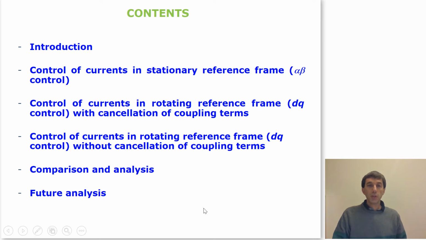So the contents of this presentation is divided into 6 different parts. First of all, I will do an introduction. Then I will show the control of currents in a stationary reference frame, alpha-beta control, also called. Then we will go for the control of currents in rotating reference frames, DQ control, with cancellation of coupling terms. After that, we will go for the control of currents in rotating reference frames, DQ control again, but in this case without cancellation of the coupling terms. We can have both options. Finally, we will do a short comparison and analysis, and at the end of the presentation, I will remark some future analysis.